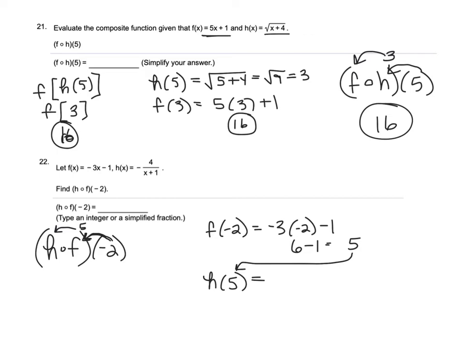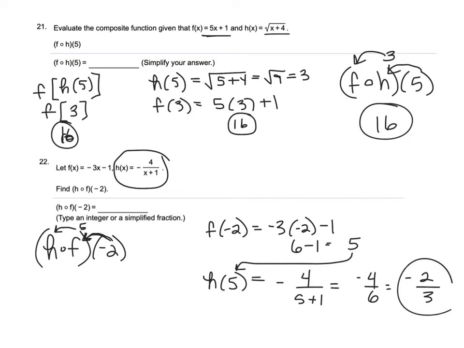So let's go up to our function. Here's our h. It's negative 4 over 5 plus 1. Is that negative 4/6? And let's reduce it. We can take out a 2, negative 2/3. And that's my final answer.